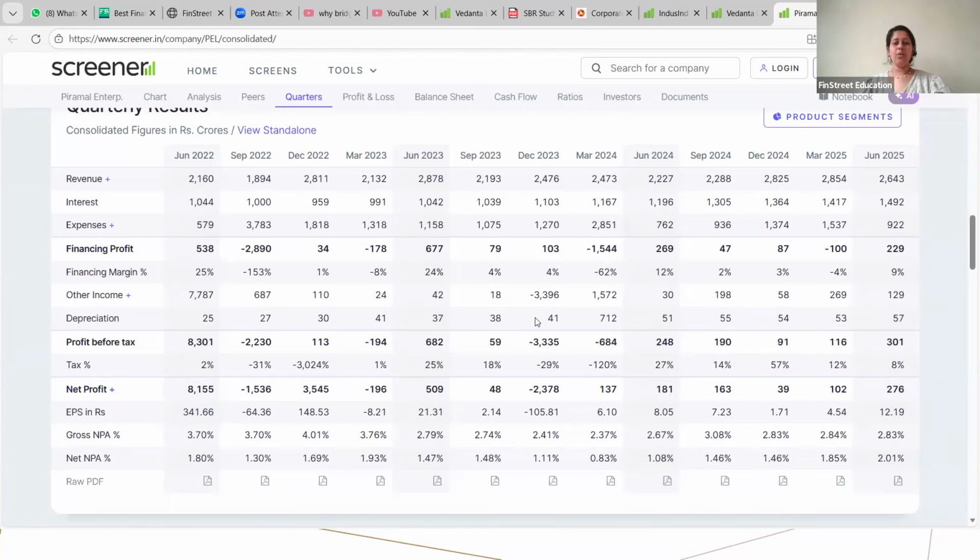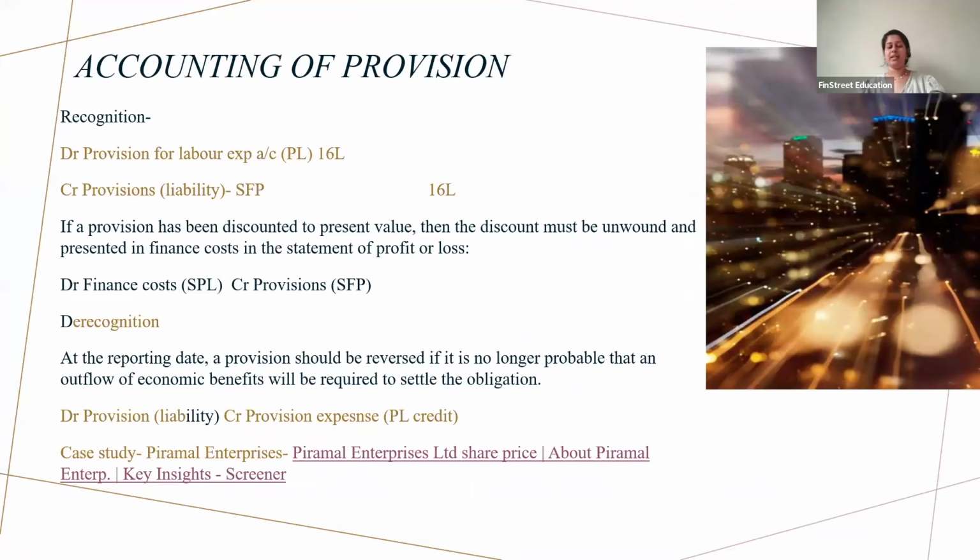So this is how the provision is de-recognized and how it affects the profit and loss as well as the balance sheet. Recognition as well as de-recognition we have covered. So that concludes our discussion of provisions. We have discussed why provisions are made, what provisions are made, how they are recognized, how they are disclosed, etc.